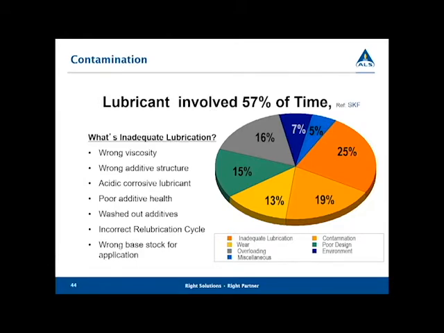This is coming from SKF, and on their website, they actually say lubricant involves 57% of the time. What's inadequate lubrication? Well, it's wrong viscosity, wrong additive structure, acidic, corrosive lubricants, perhaps poor additive health, washed out additives, wrong base stock for the application, incorrect lubrication cycle. So once again, if we start getting a better understanding of lubricants and lubrication, we can get a nice grip on how to reduce contamination. And this is where oil is actually a contaminant.